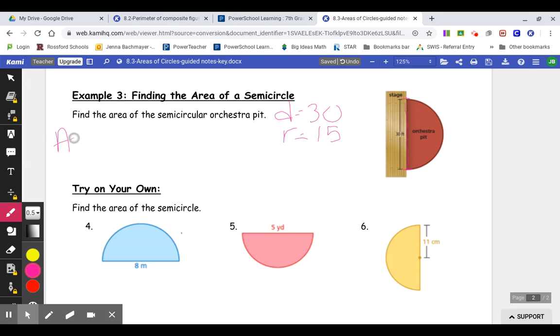So the area equals radius squared times pi. So the radius is 15. Square that and multiply it by pi. 15 squared times pi. Since that's for a full circle, we have half of a circle here. So we would actually divide that by 2. When I do that, I get 0.25 feet squared. Okay, go ahead and pause the video and try the next 3 on your own.